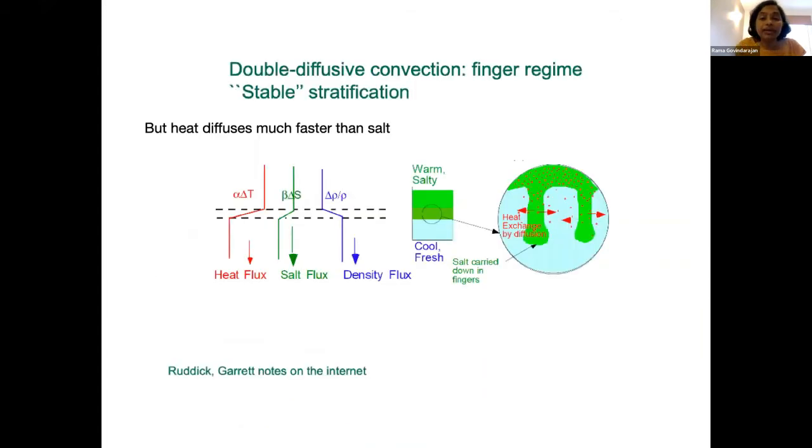Okay, so double diffusive convection is an interesting departure from this. Here you have what you think of as stable stratification. We decided in the previous discussion that light above and heavy below is always stable. And here you have a situation where it's actually light above and heavy below. But the light is made out of two quantities, heat and salt.